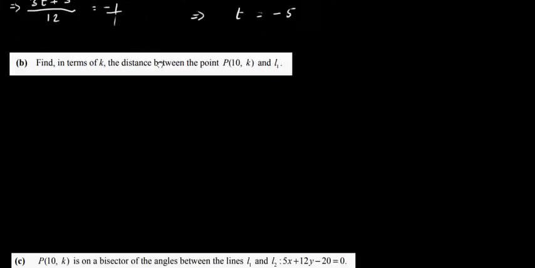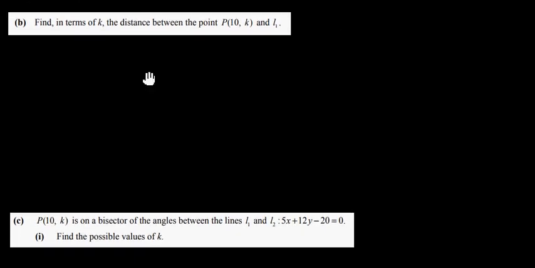Let's have a look at part 2 here, or part B. We've got to find, in terms of k, the distance between the point (10, k) and L1. So we have L1, looks maybe like this, for example. We have a point here which is (10, k), and we've got to find the distance between that point and the line L1. So it's the perpendicular distance. We've got to find that distance there.